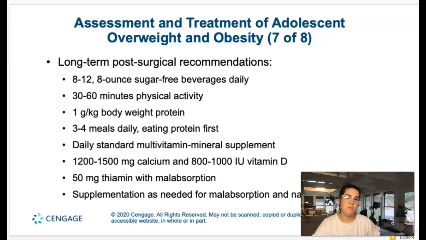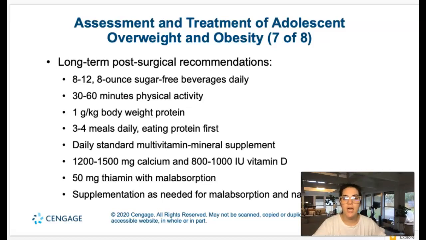This can lead to malabsorption if someone's eating high concentrations of sugar, especially sugar sweetened beverages. They typically need a higher protein diet and a little bit of physical activity daily. And all of that is to help maintain that energy balance. They're always going to need a multivitamin and mineral supplement, as well as additional calcium, vitamin D, and perhaps thiamine if malabsorption is a consideration.